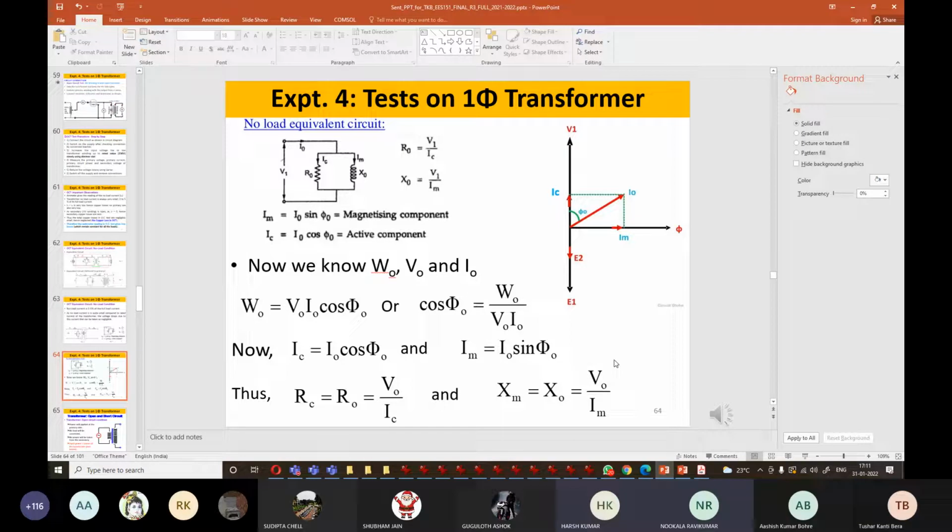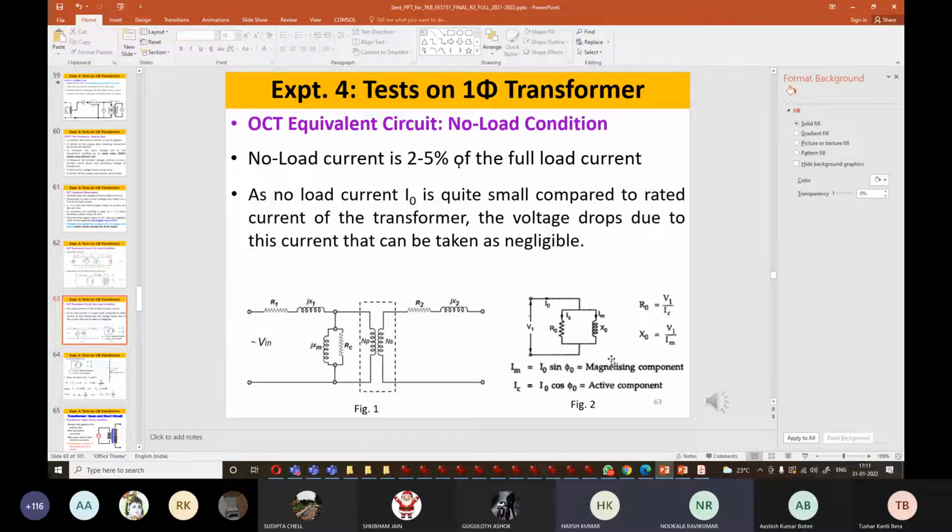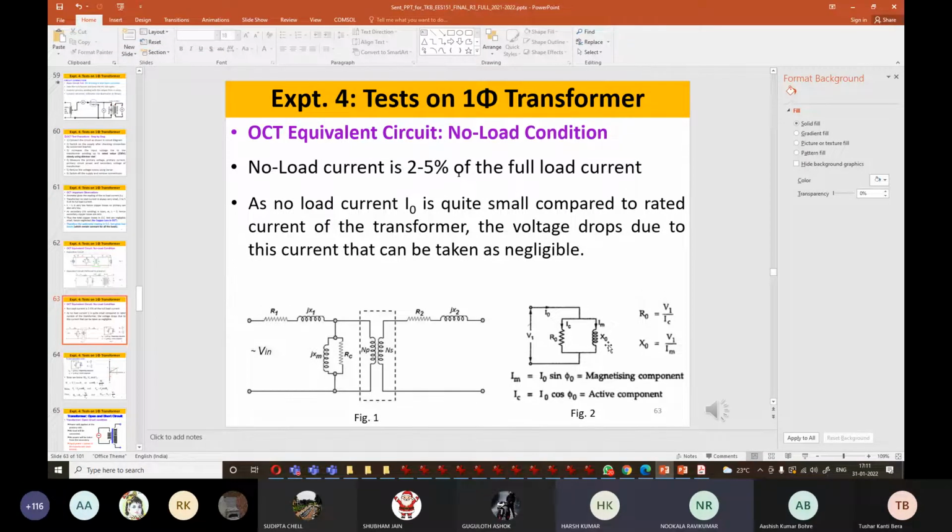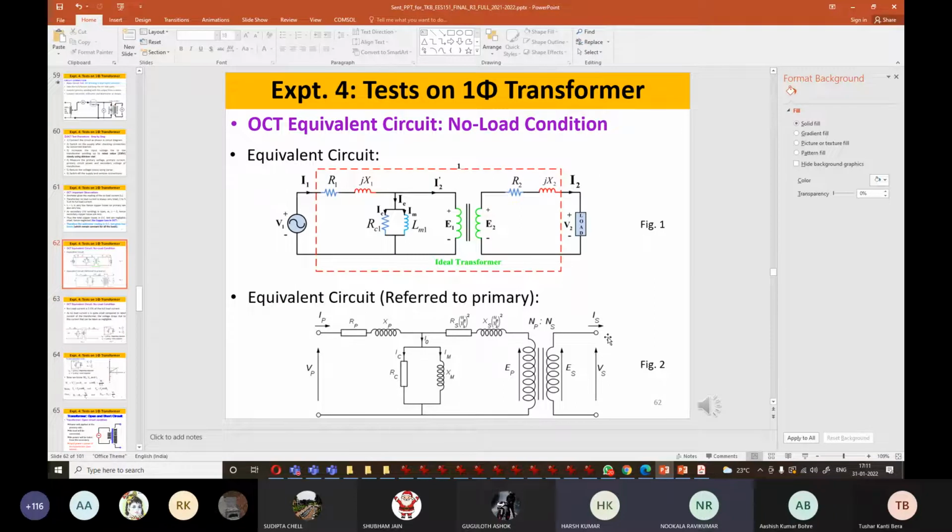Sir, one doubt. In the previous slide, why are two losses considered on the primary side? One is connected in series and one is connected in parallel, and on the secondary side only one loss type is considered. Here we are connecting the resistance and inductor in parallel and resistance and inductor in series for the primary side, but on the secondary only two are there. So why is it like this?